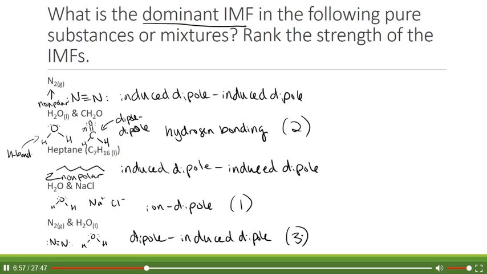There's not going to be a very large amount of N2 that dissolves in water, because we have to break hydrogen bonds in order to get this dipole-induced dipole interaction to occur. We do know, hopefully, that some gases will dissolve in water because they're small molecules, but not to a very large degree. Next we have two induced dipole. Remember, induced dipole is based on molecular weight. So our next strongest will be this one, because heptane is a lot larger than nitrogen, which will be our weakest.